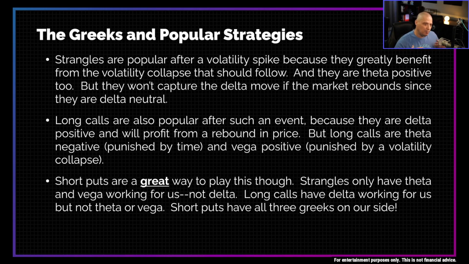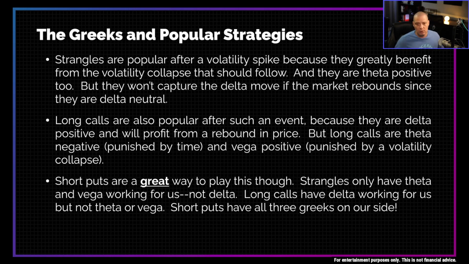Another strategy that a lot of people employed after August 5th were simply buying calls, because once the market crashes, everybody assumes it's going to rebound and rebound in a big way. And of course, long calls are great after such an event because they're delta positive trades, meaning they're going to profit from a rebound in price.